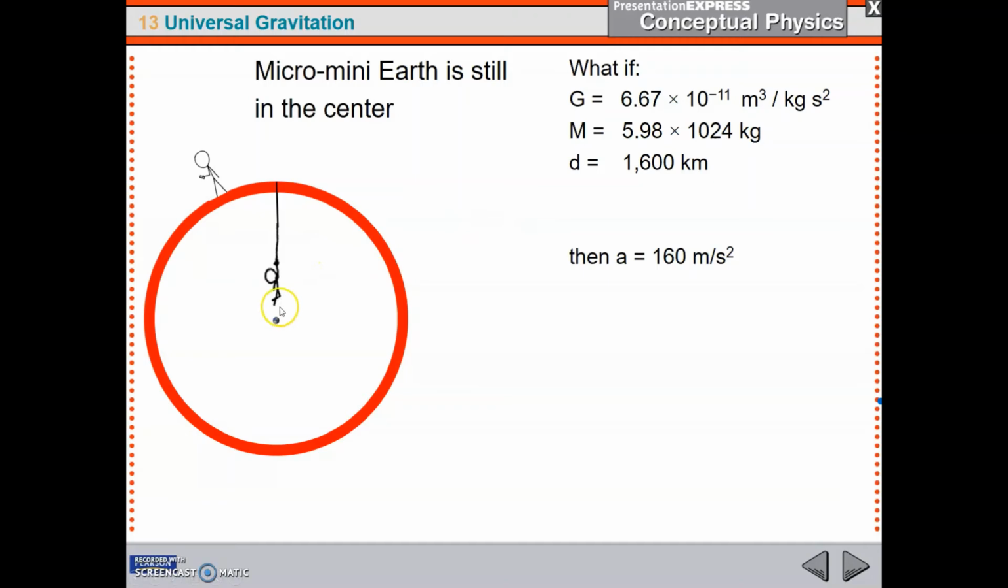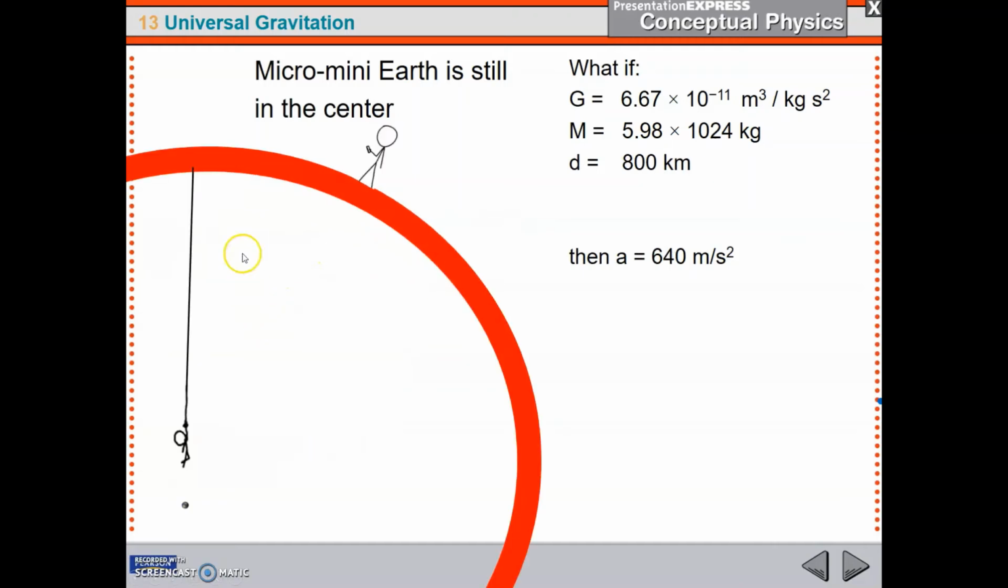So now he's going to drop even closer. But I made the Earth bigger so we can see, to keep everything to scale. I just made this bigger, magnify, that's the word. And now he's at a distance 800 kilometers above mini micro Earth. And now his acceleration is up to 640 meters per second squared. And he's going to drop down further again. From 800 here, halfway, there's 400 kilometers above mini micro Earth. And now his acceleration is at 2,500 meters per second squared.